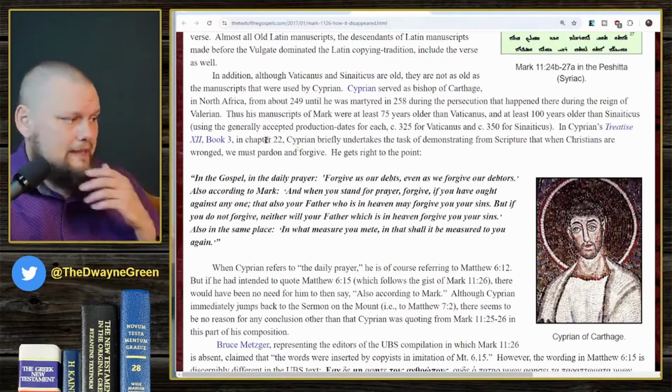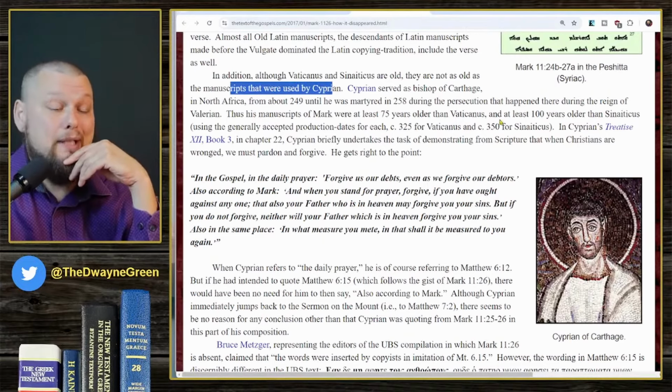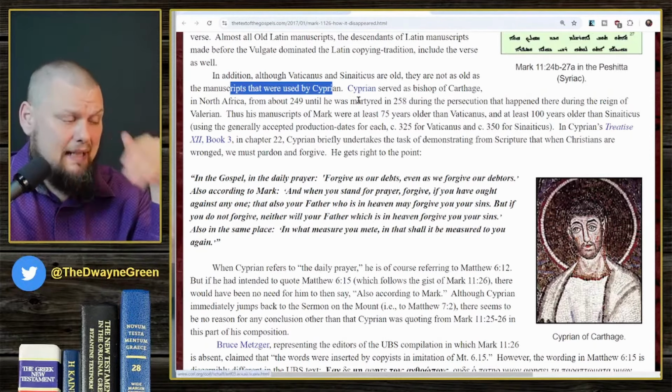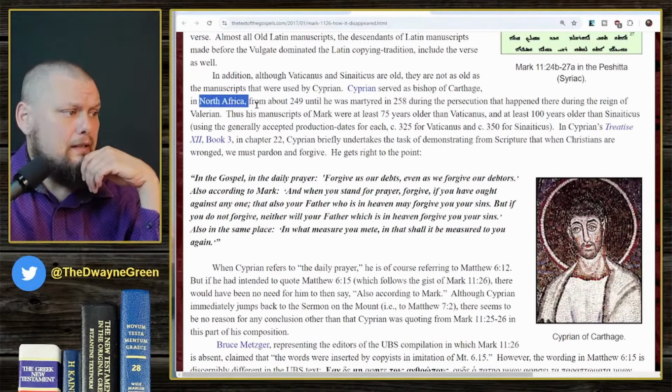Let me just read this section here. So in addition, although Vaticanus and Sinaiticus are old, they are not as old as the manuscripts that were used by Cyprian. So Cyprian is using a manuscript from the early 3rd century that contains the passage in question. Cyprian served as Bishop of Carthage, North Africa, from 249 to 258.